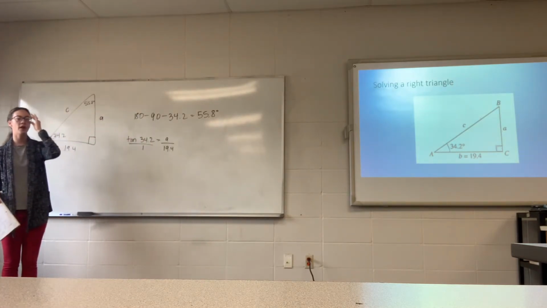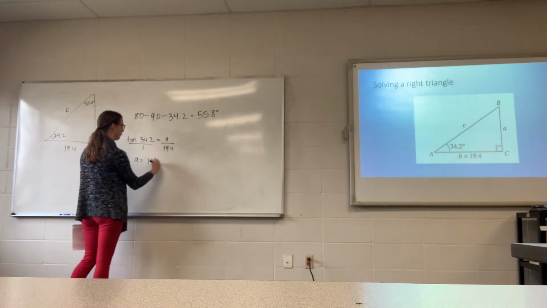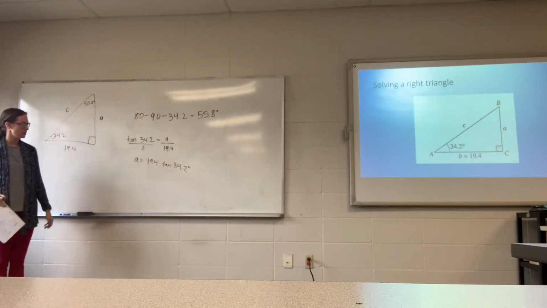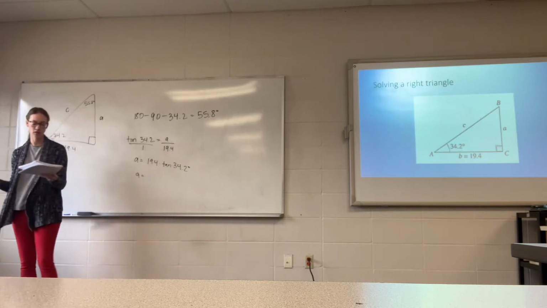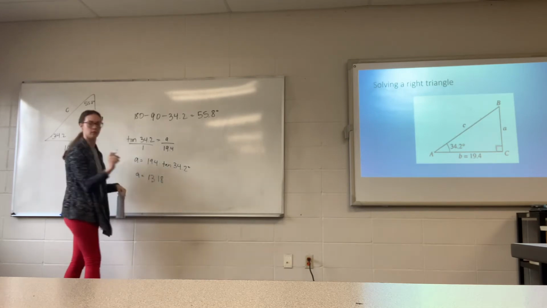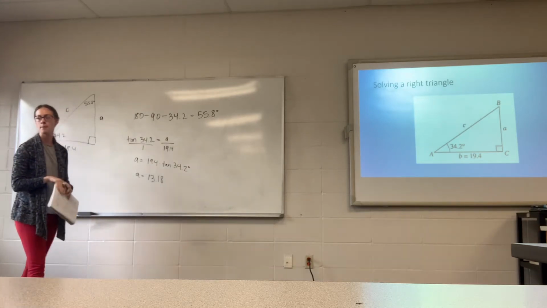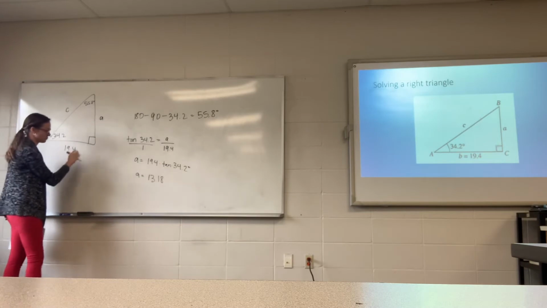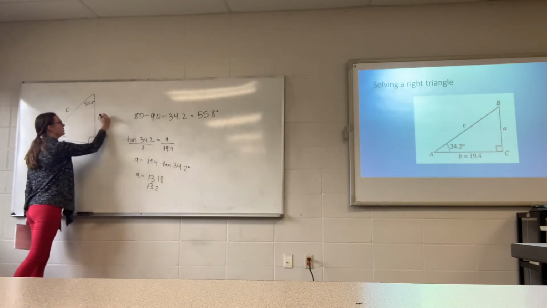Now to solve this for A, Madison, what do you think I do? Yeah, I can cross multiply. Then I'd have A equals 19.4 times the tangent of 34.2 degrees. Now in your calculators, type in 19.4 times tangent of 34.2 and let me know what we get for our side length. 13.182. Yeah, we can round because this one has just one decimal place, so we can say 13.2. Now this triangle has a side of 13.2.